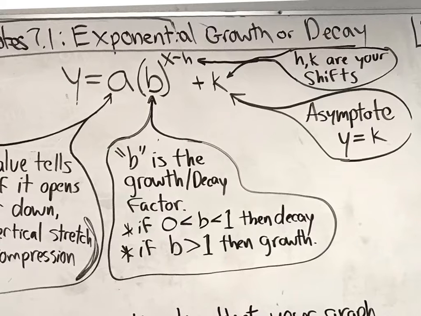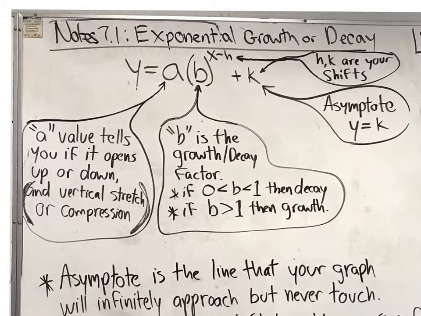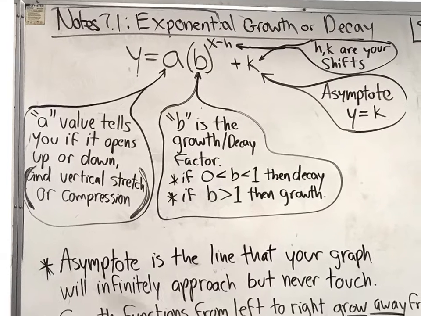And we already know that h is always with x. You have to think opposite of what you see because of that minus sign. K is always being added or subtracted at the very end. Not only that, the k value also tells you your asymptote. What is an asymptote? It's the line, in this case the horizontal line, that your graph will infinitely approach but never actually touch. So those are all good notes that you guys should jot down, whether you do it off the sideboard right there or off of this video later.